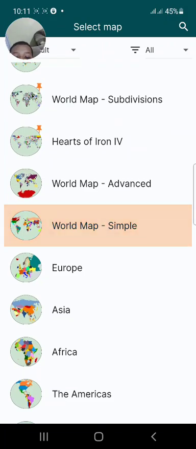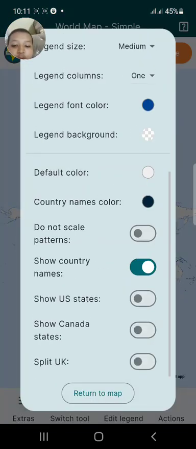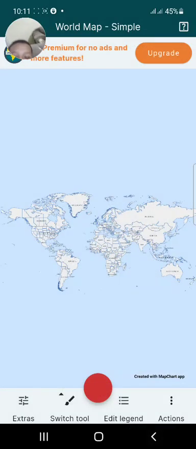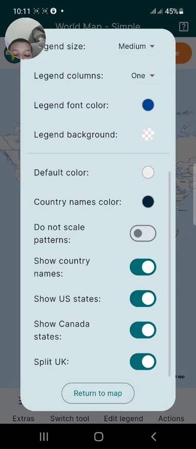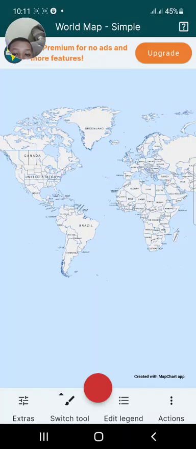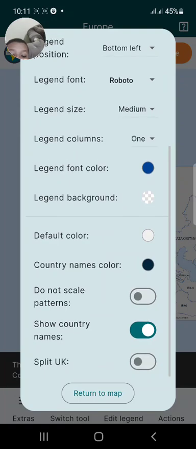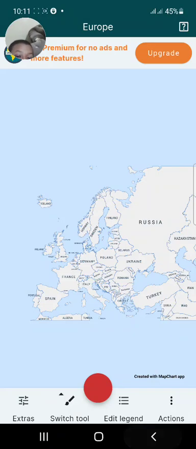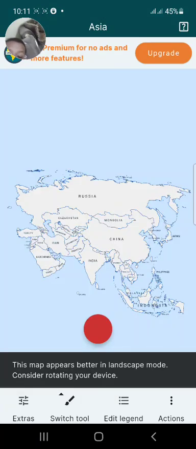So let's go back up. Just show this one, the world map simple. Oh, I also forgot there's this part. We can show the Canadian states, the US states, and split Canada. And of course, we're gonna do that. No, split the UK. A map of Europe. I'll still split the UK. A map of Asia.